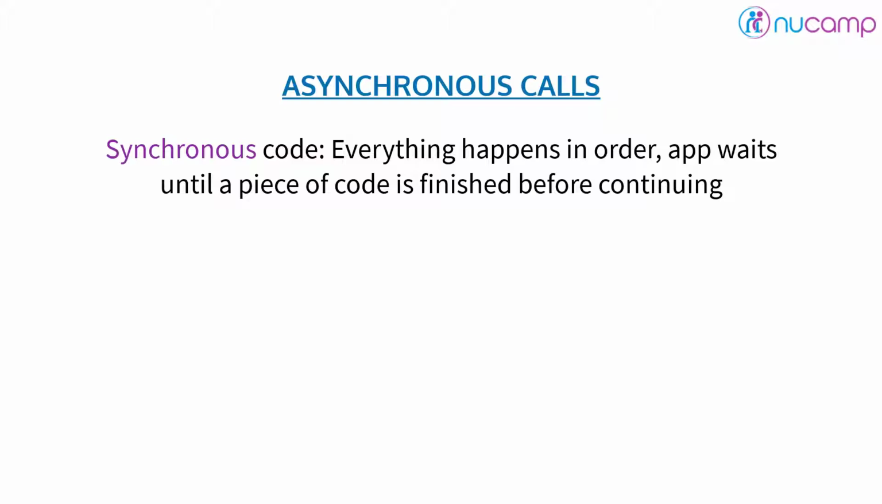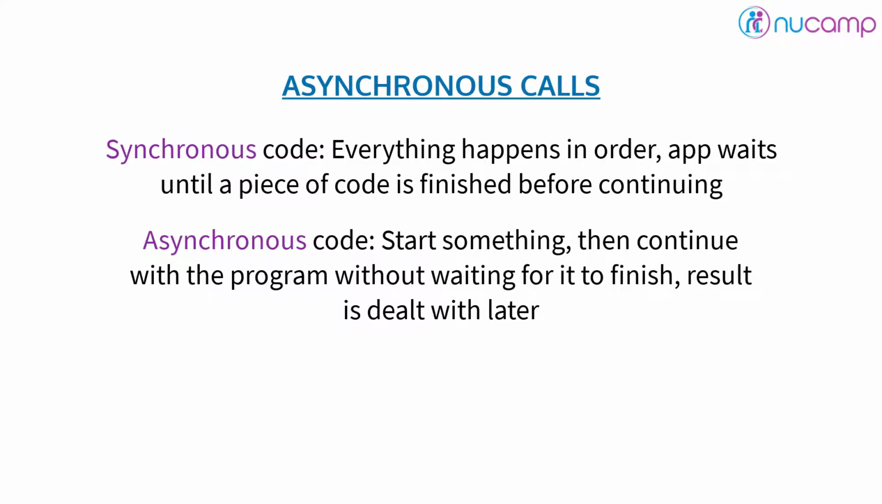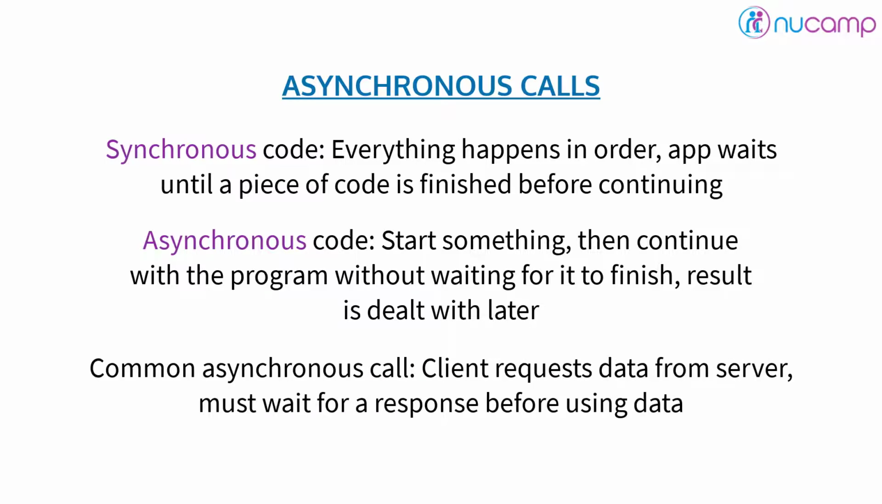What if every time you tried to, for example, copy a bunch of files from one folder to another in your computer, the whole computer froze and you couldn't do anything else until the copy operation was finished? Frustrating, right? That's what synchronous code is like. Asynchronous code, on the other hand, will let you start something, then continue on with your program without having to wait for it to finish. You can keep going with the rest of your code, and the result of the asynchronous call will be dealt with later. A very common asynchronous call is when your client-side code requests data from the server.